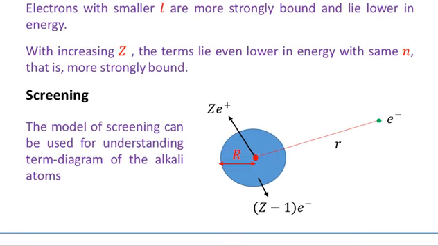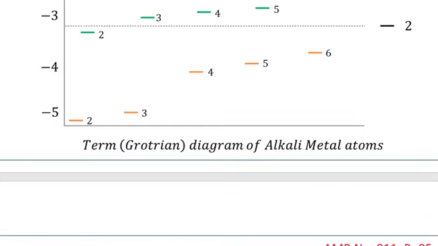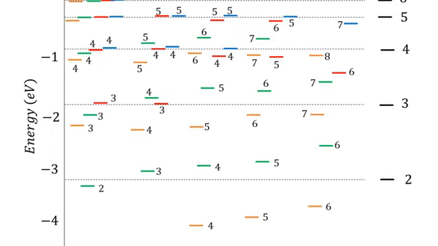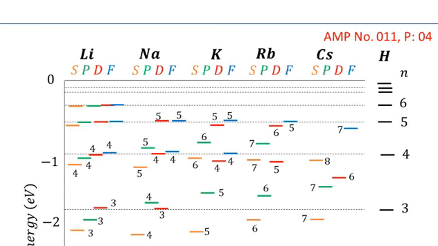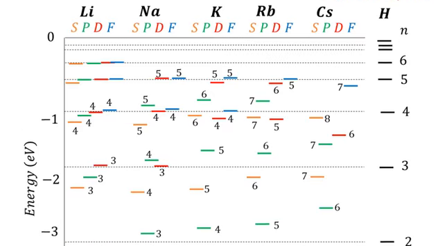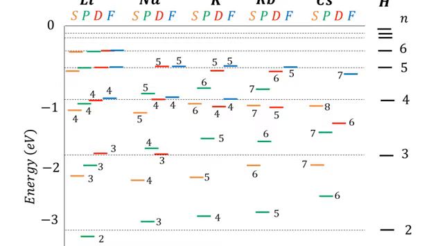Now we are talking about the screening. You see that in the diagram I have presented over here, this is the diagram where the orbital degeneracy is lifted. That is, the energy of these terms is now depending upon the value of the orbital quantum number L.